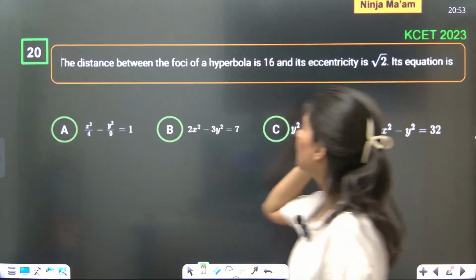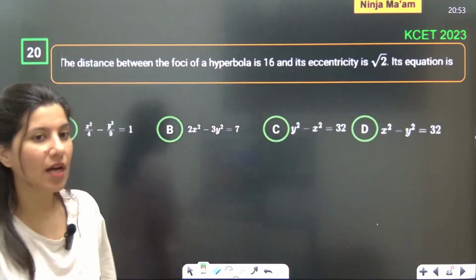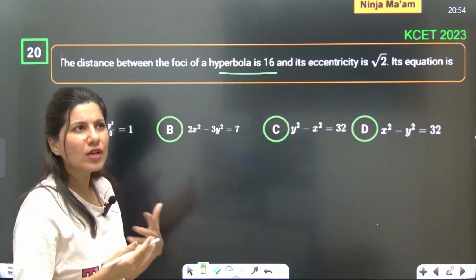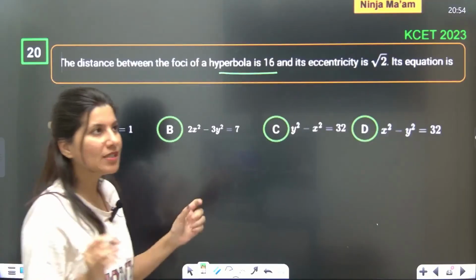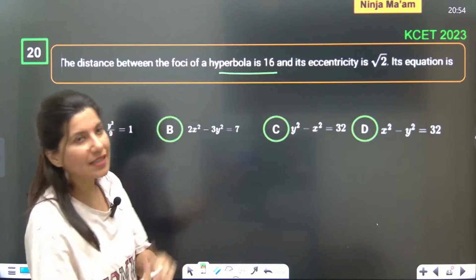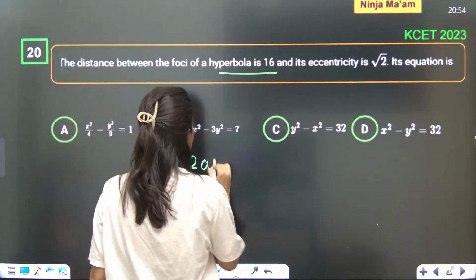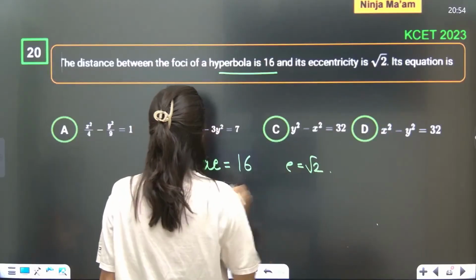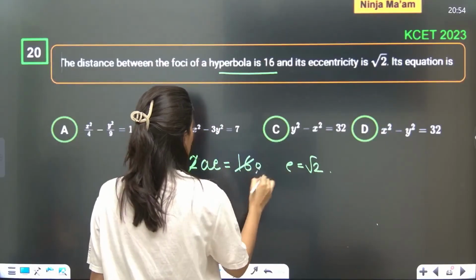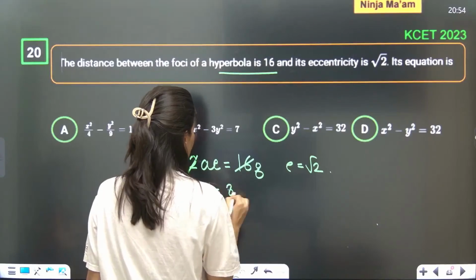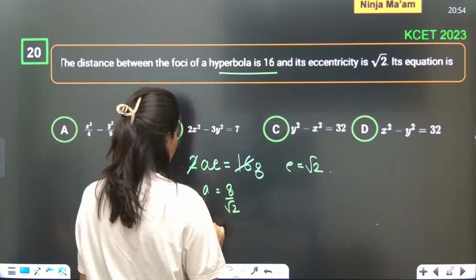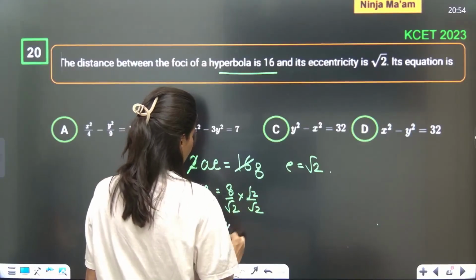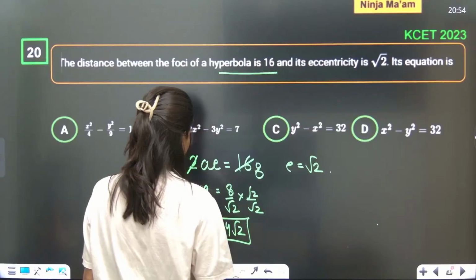The distance between the foci of the hyperbola is 16. You know what the focus of a hyperbola is? Plus AE comma 0 and minus AE comma 0. The distance between them is 2AE, which is 16, and the eccentricity they are telling is root 2. So 2 ones are 2, 8s are... So A is equal to 8 upon root 2, eccentricity value. So A will be equal to 4 root 2.